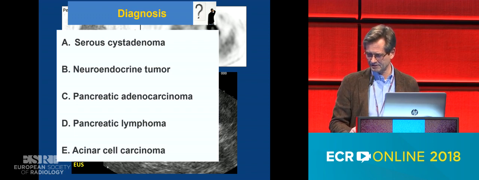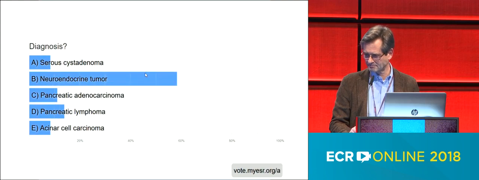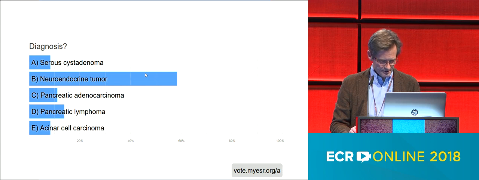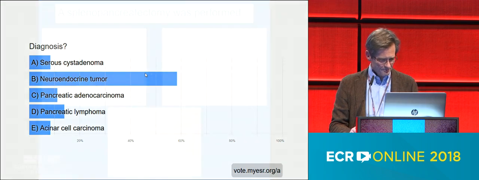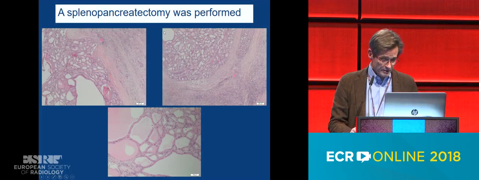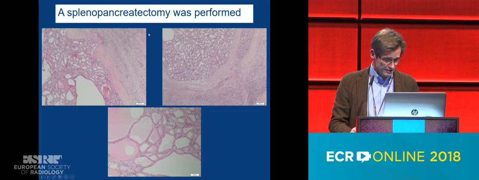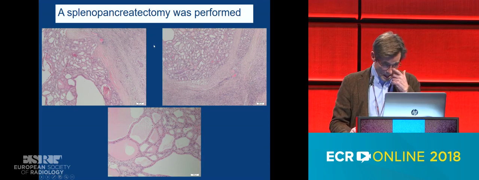Okay, maybe we can display the bars. Okay, neuroendocrine tumor. This is probably because of the hyperintense spot on CT in the arterial phase, and the others are more or less homogeneous answers. Indeed, no one reached the perfect diagnosis, neither in our institution nor in this assembly, more or less.